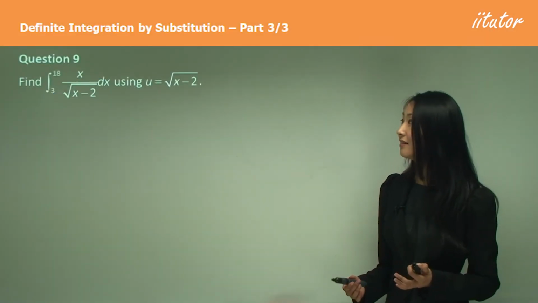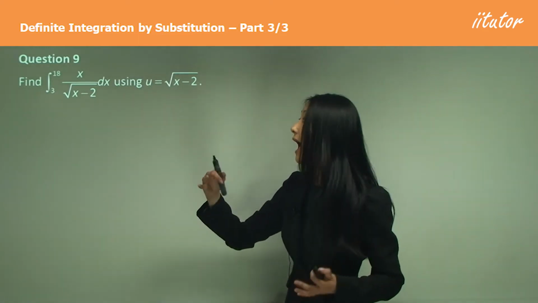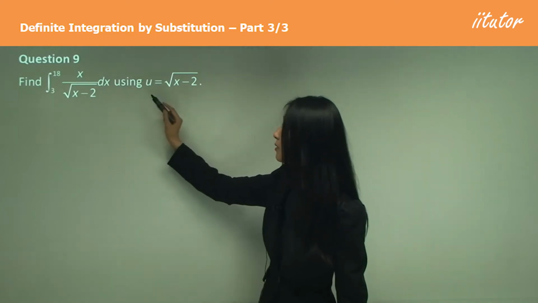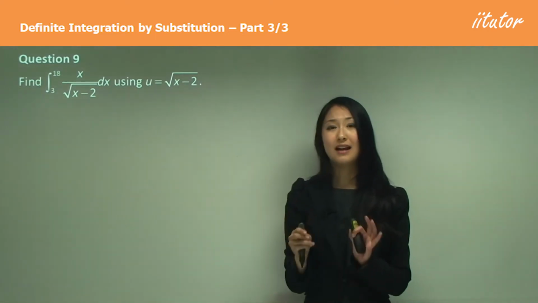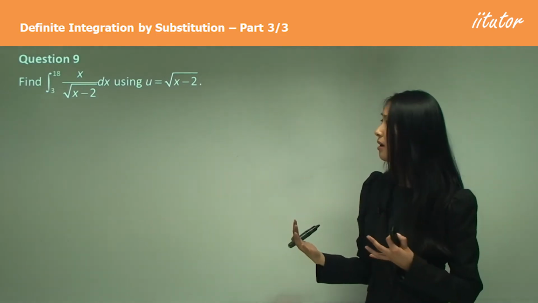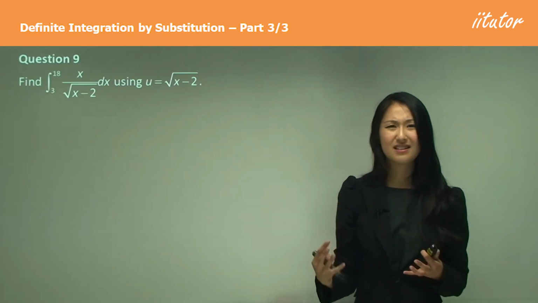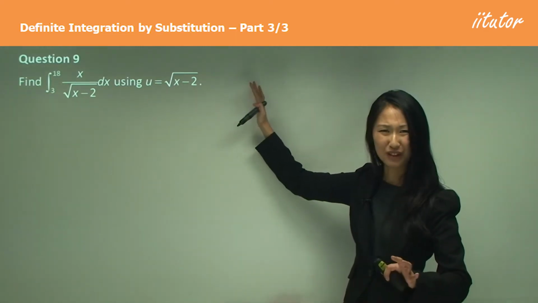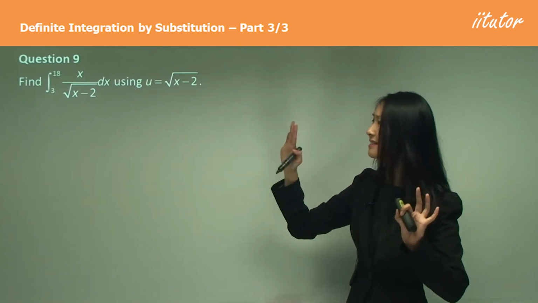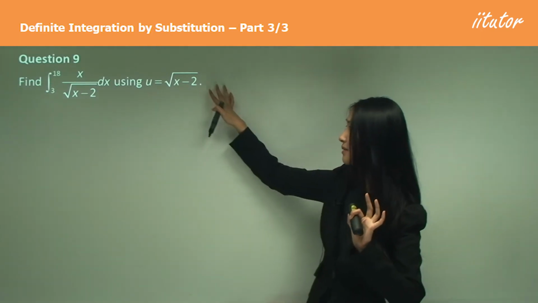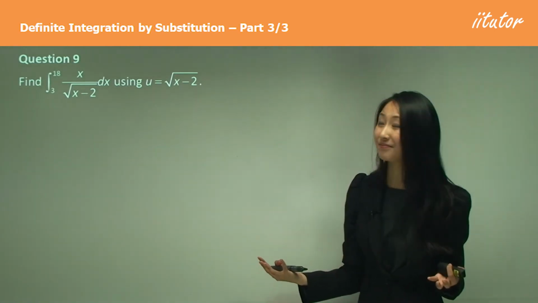So here we want to find the integration from 18 to 3 of this, and we're using u equals the square root of x minus 2. Now, a little note here, we don't want to differentiate this straight away, because you can see if we differentiate that, it's going to get really complicated with a lot of roots or indices. So what we want to do is make this look a little bit more pleasant to differentiate essentially.